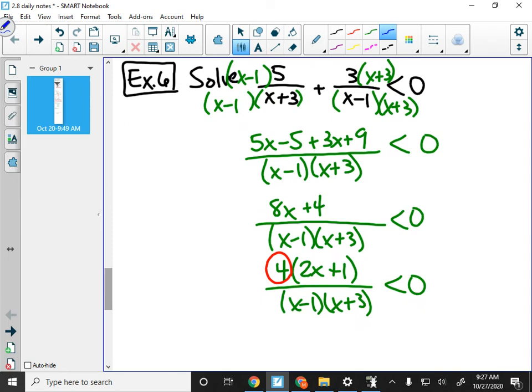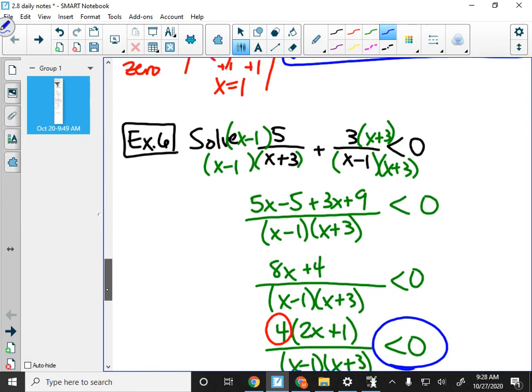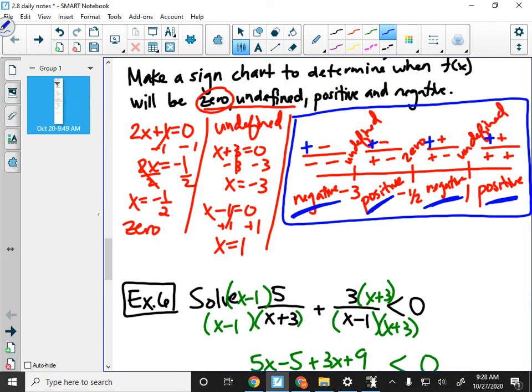It is saying when is it less than 0, not less than or equal to, just when is it less than 0. Less than 0 means that I have a negative number, because negative values are less than 0. It is less than 0 here, and it's less than 0 here. I have to be careful. I don't want to include the zeros because it just says less than, and I never want to include undefined.